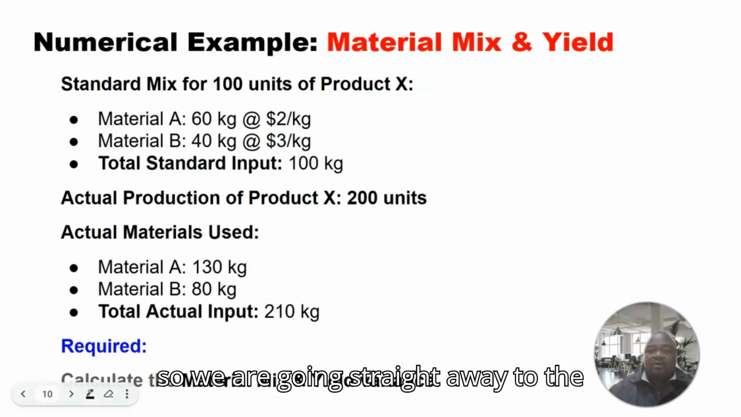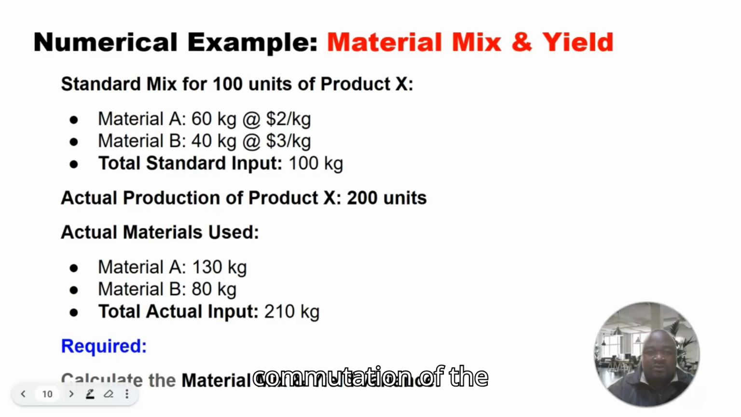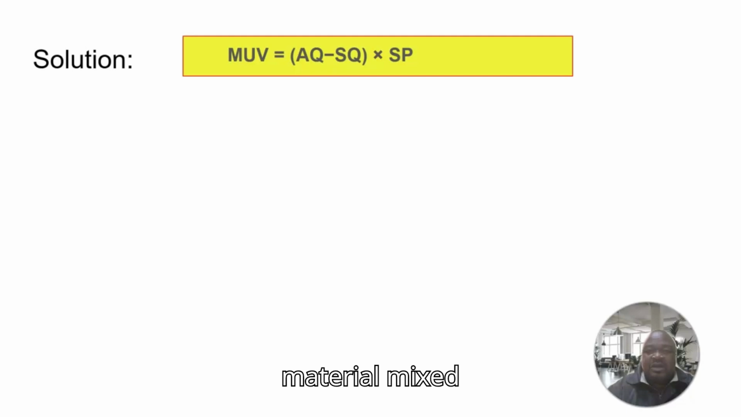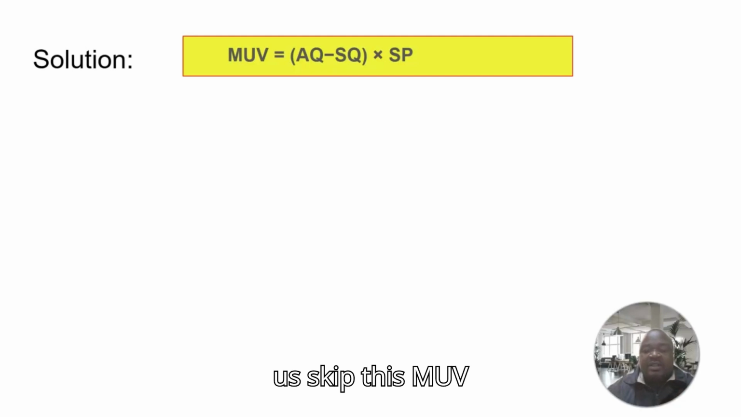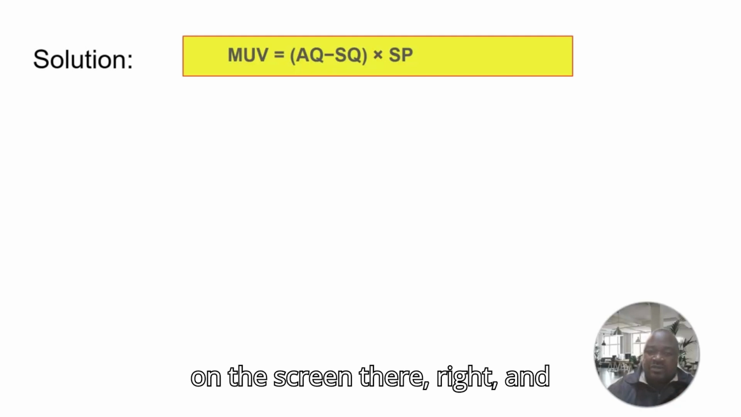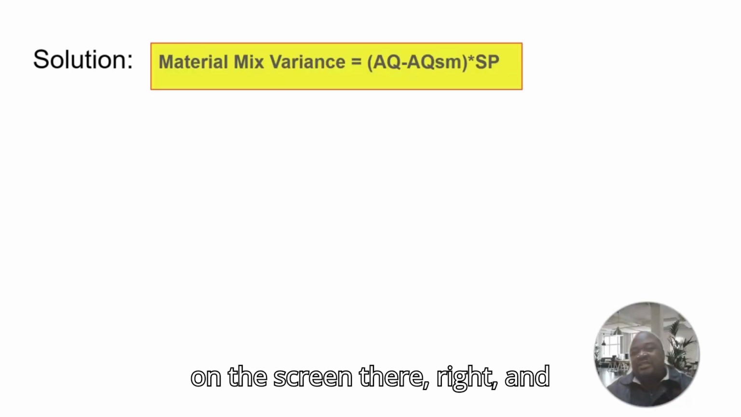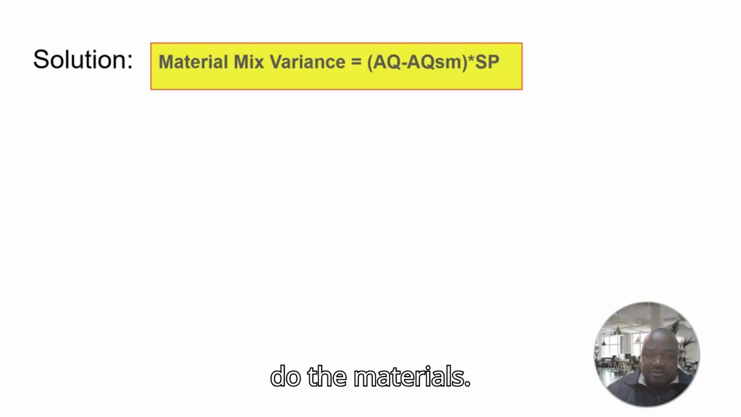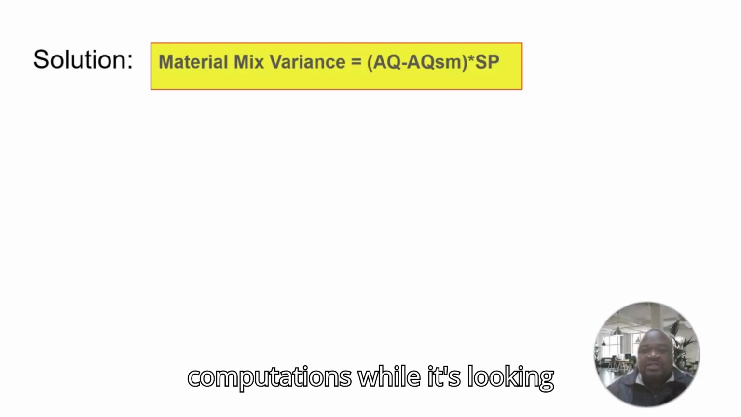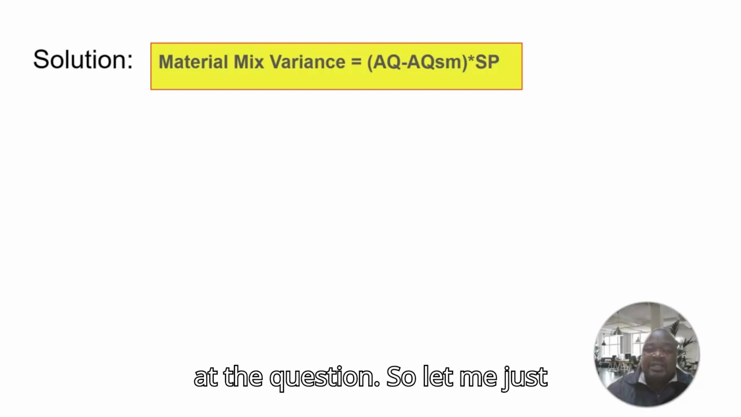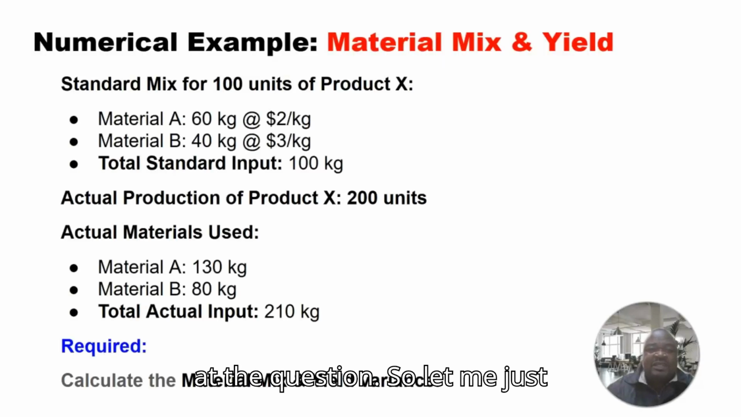So we are going straight away to the computation of the material mix variance. For now, let us skip this MUV on the screen there, and do the materials mix variance. Now, I want to do the computations while looking at the question. So let me just restructure my screen for now.